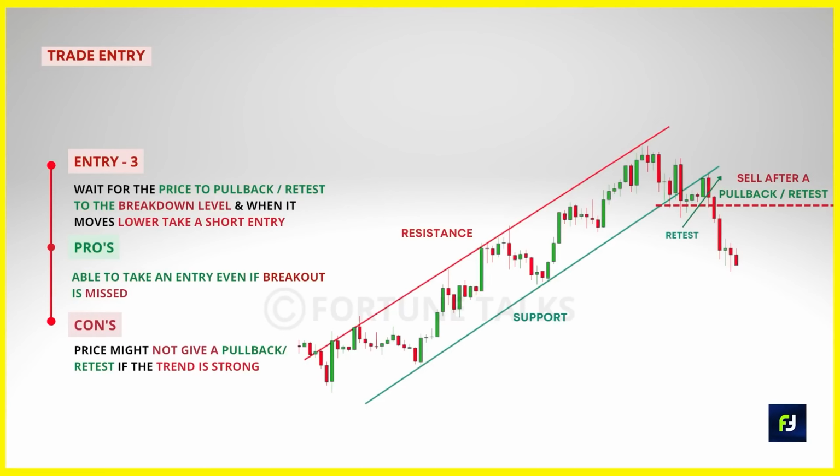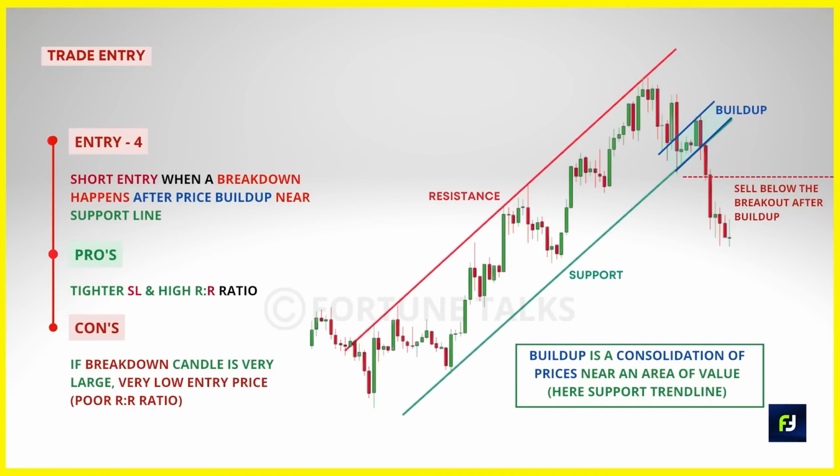So yet another method would be when the price pulls back or retests back to the trend line. Both the pullback and retest are associated with small bodied candles. So when the price starts to move lower after the pullback or retest, you can take a short entry. Sometimes there could even be a price build-up near the support trend line, which is a very good signal that the price would break down lower, and it provides a much better reward to risk because of a tighter stop loss.